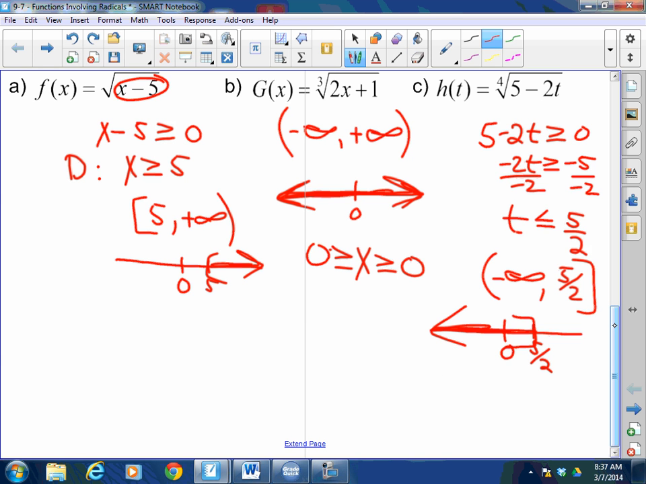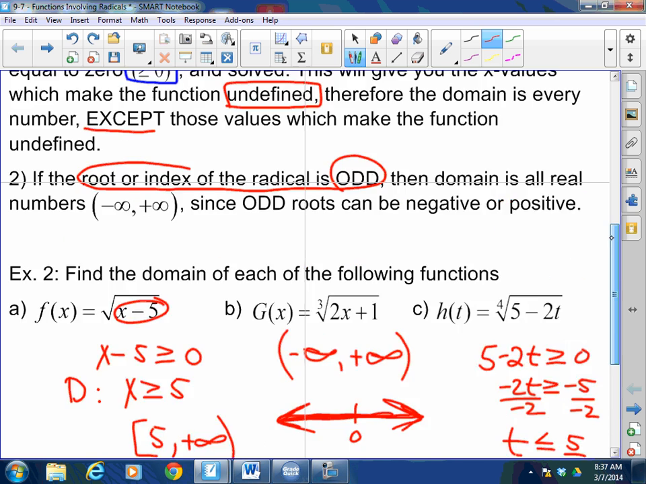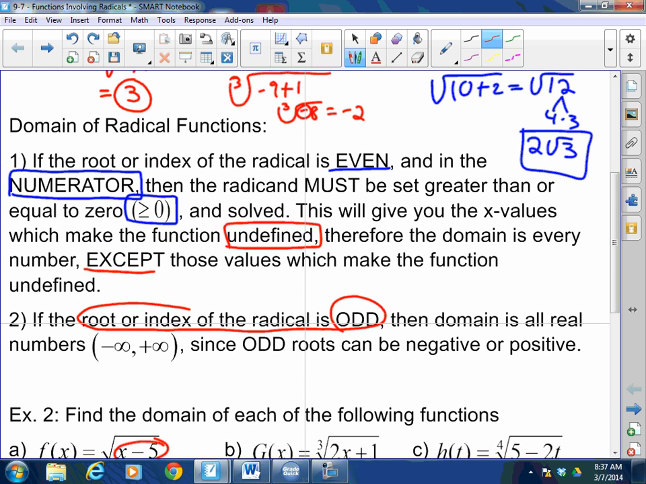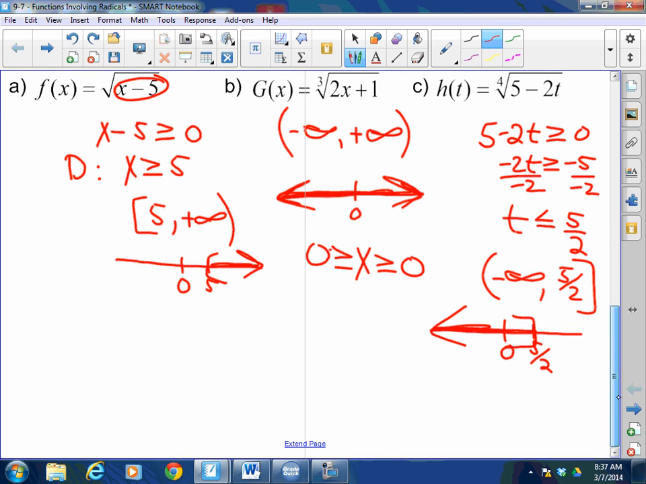Yes, sir. But since it's even, why could it be negative? It's an even index, son. Even indexes I must set to greater than or equal to 0. But you can still have a negative infinity. In this particular case, if I have a negative t, what's negative 2 times negative 2? Positive, so that becomes 5 plus 4, and it's 9. I never said that it's negative infinity to positive infinity.